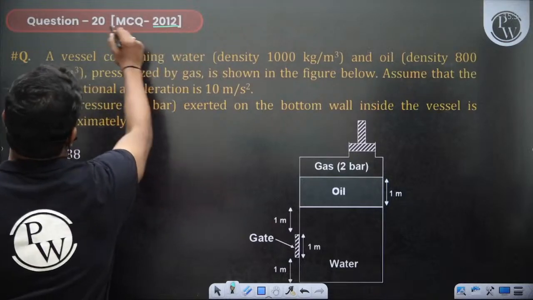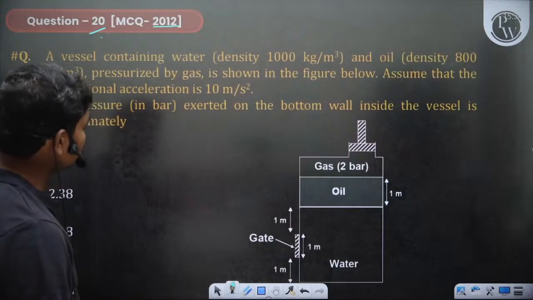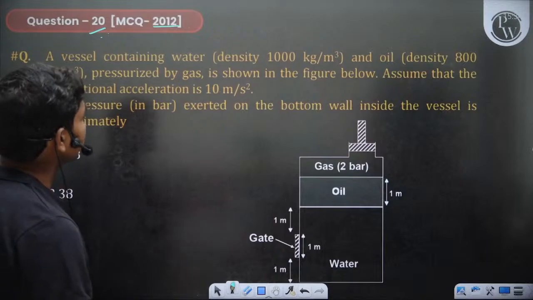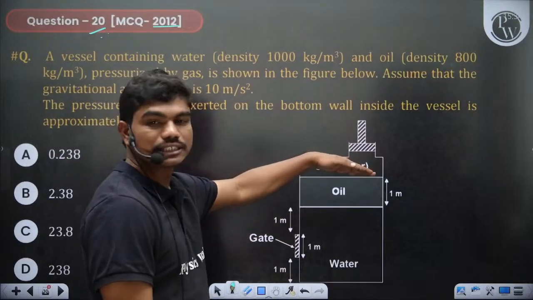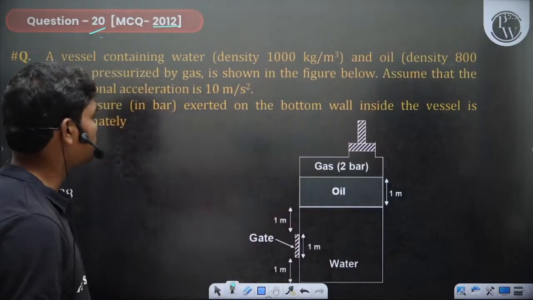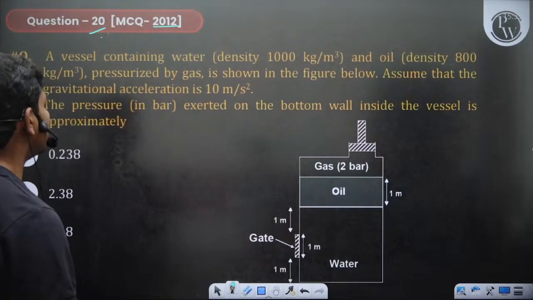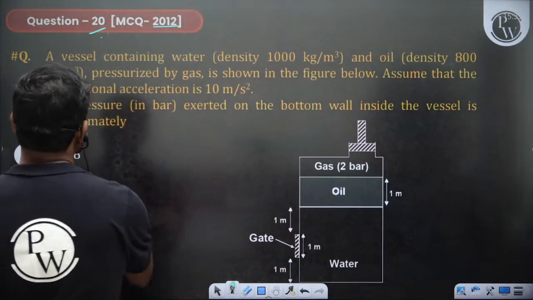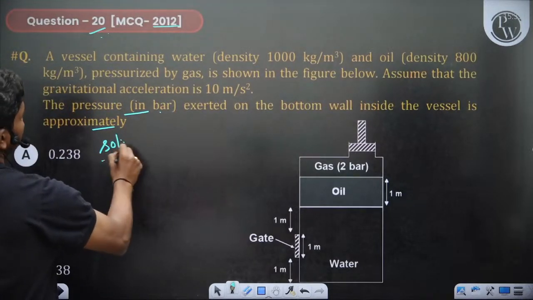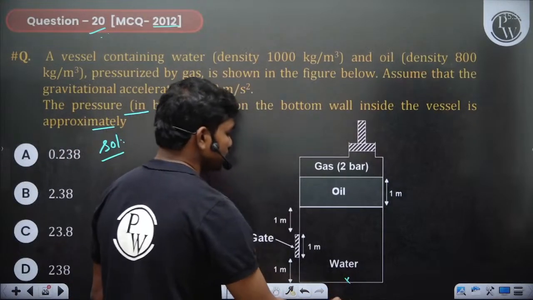2012. Back at that time there are very good things. So a vessel containing water density 1000 kg per meter cube and oil of density 800 kg per meter cube pressurized by a gas of 2 bar. So because of this piston, this gas is pressurized to 2 bar. Okay, then you have some oil of height 1 meter, and then you have this water. Okay, assume that the gravitational acceleration is 10. The pressure exerted on the bottom wall inside the vessel is dash approximately. Okay, I think it's an easy question then, simple. So pressure in bar exerted on the bottom side wall inside the vessel. Okay, so what is the pressure here at this point?